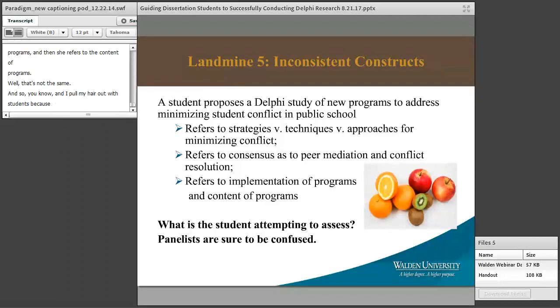Be sure that there's almost a hierarchy or some sort of taxonomic classification that the students are using at the very beginning, so as not to confuse the panelists and not to mix apples and oranges and, I guess, kiwis and other things to come up with fruit salad.